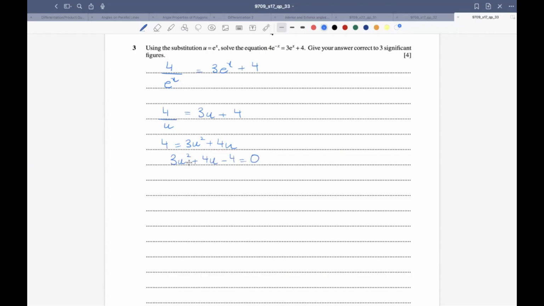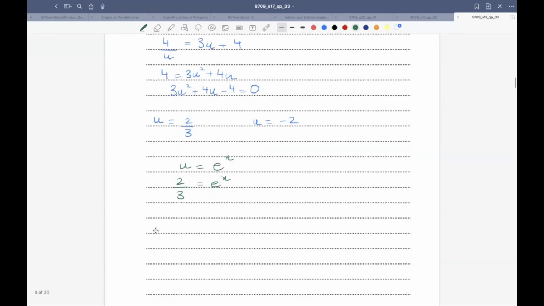Now solving this equation quadratically with our calculators, the two values of u will be u is equal to 2 upon 3, and the second value of u will be minus 2. Now, as we have to find the value of x, and we already have the substitution, which is u is equal to e to the power x, in place of u, we can write 2 upon 3 is equal to e to the power x. To find x, we'll introduce ln on both the sides. So we'll get ln of 2 upon 3 is equal to x ln of e.